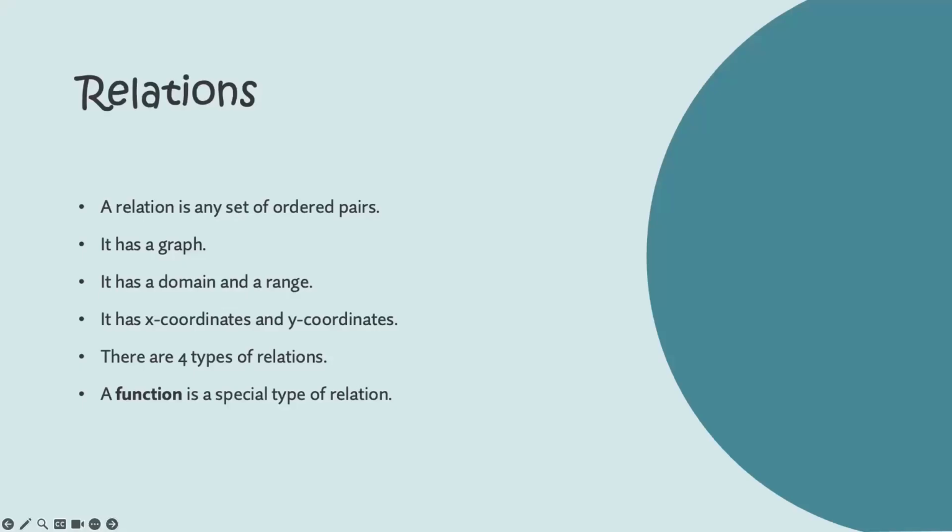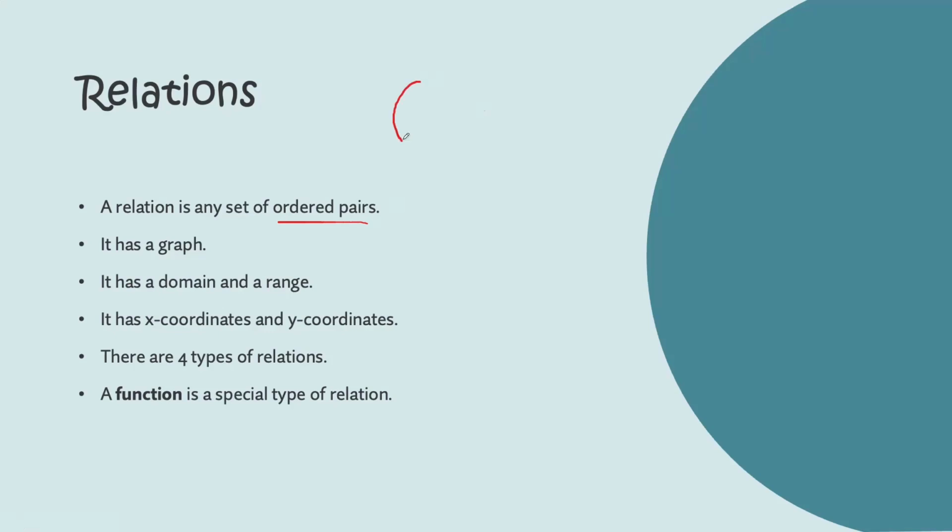Okay, so here we're going to look in more detail about how we classify a function, and the difference between what a function is and what a relation is. A relation is just any set of ordered pairs. When we say ordered pairs, we're basically talking about coordinates, right?